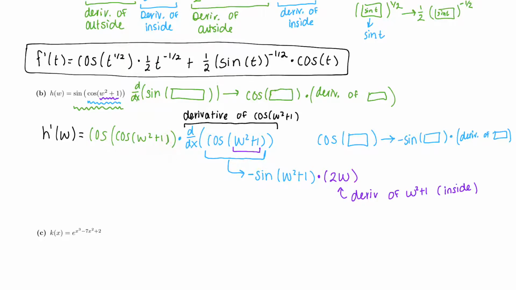So you're putting this all together. So this whole thing had this derivative. So cosine of w squared plus 1 had this derivative. And then you're multiplying it with this beginning part. So altogether, we have cosine of w squared plus 1 multiplied by negative sine of w squared plus 1 multiplied by 2w.